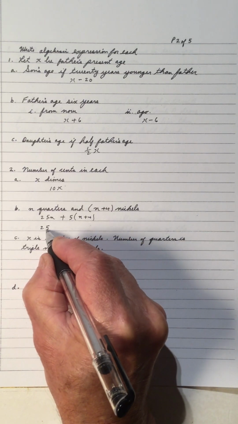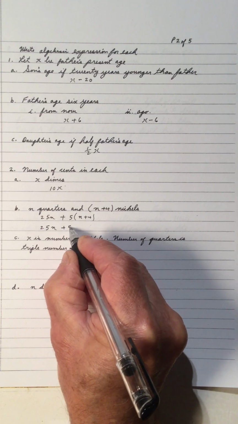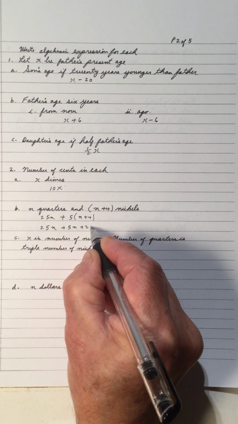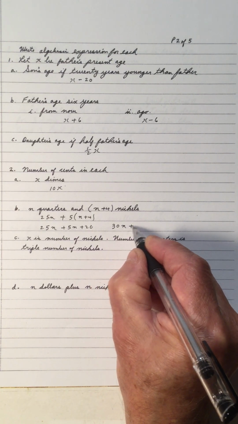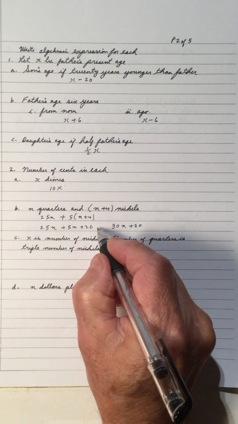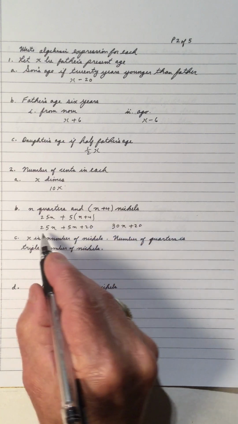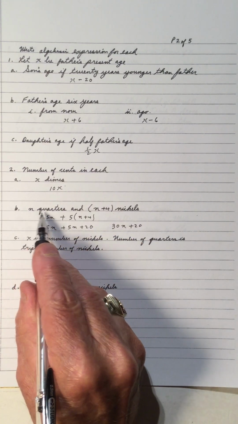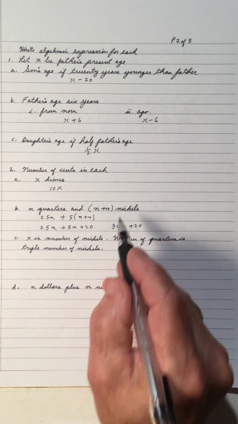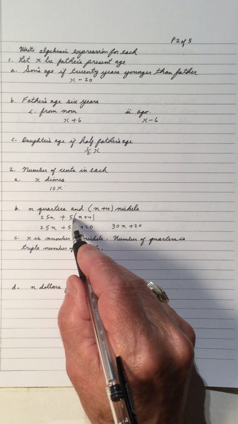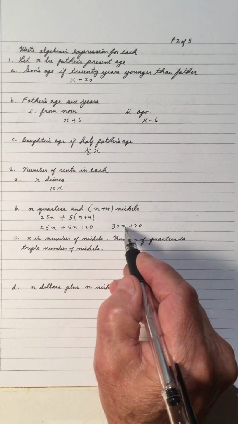And if you want to simplify that, that becomes 30n plus 20 if you want to simplify it. Again, n quarters, there's 25 cents in a quarter, so it's 25n. Nickels got 5 cents, it's 5 times the number of nickels. And there it is simplified.